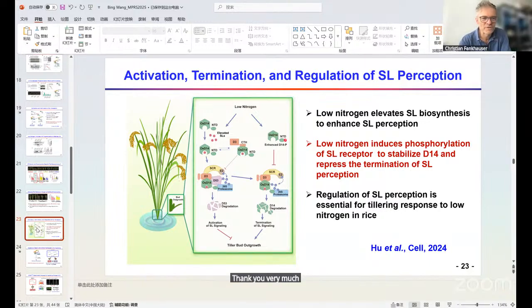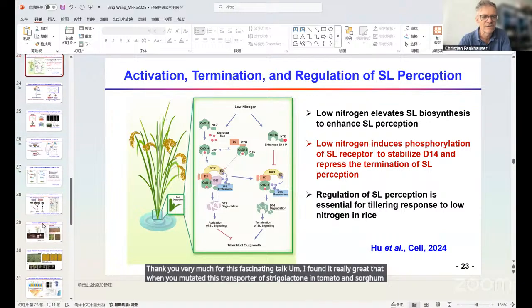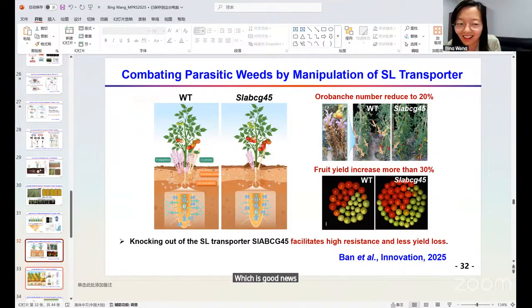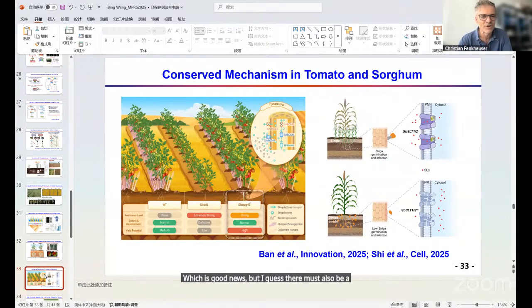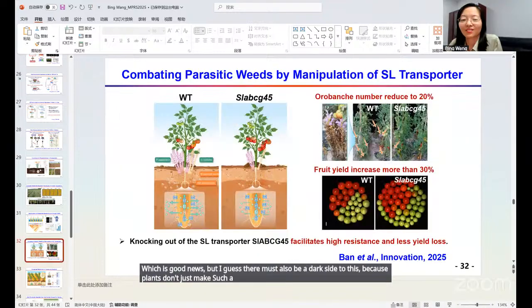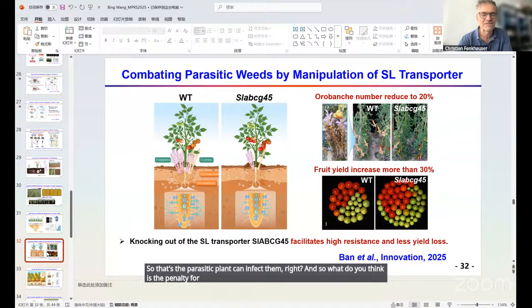Thank you very much for this fascinating talk. I found it really great that when you mutated this transporter of strigolactone in tomato and sorghum, if I got it right, you then really no longer have the problem with the parasitic plants, which is good news. But I guess there must also be a dark side to this, because plants don't just make such a transporter so that the parasitic plant can infect them, right? What do you think is the penalty for not having this transporter anyway? What is the negative side?